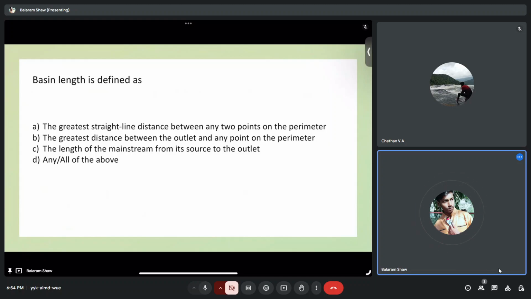You see, the first option is the greatest straight line distance between any two points on the perimeter. Any two points of the perimeter if you consider, and it is the greatest straight line, then we consider that as basin length. This is one of the definitions. Next, between the outlet and any point on the perimeter, if it is the greatest distance, we call that a basin length. The length of the main stream from its source to outlet, which is most commonly used, we also call the basin length. So the correct answer will be all of the above. Correct answer is D.